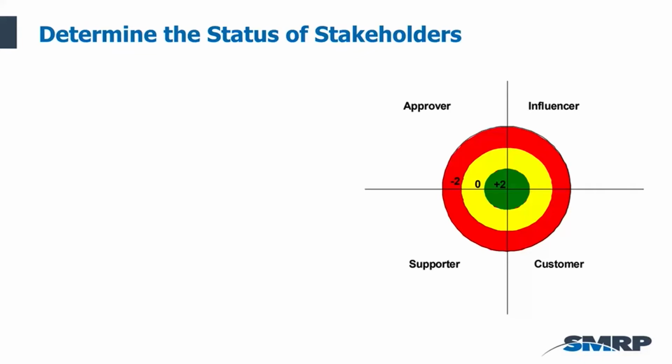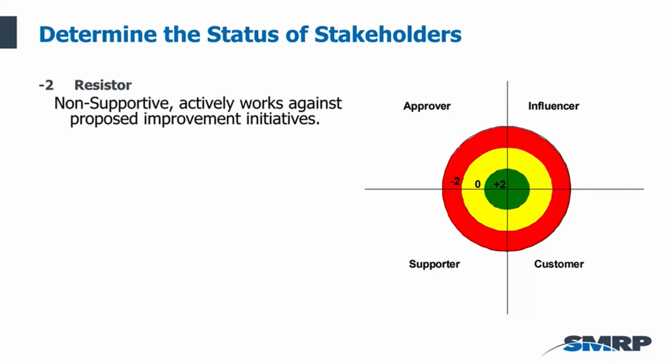So how can we view this? Well, the first thing is that there are categories of stakeholders. There are approvers, influencers, customers, and supporters. Each of these categories helps us to categorize how we're going to approach each of these folks. And it helps us to determine the what's in it for them when we're trying to communicate.